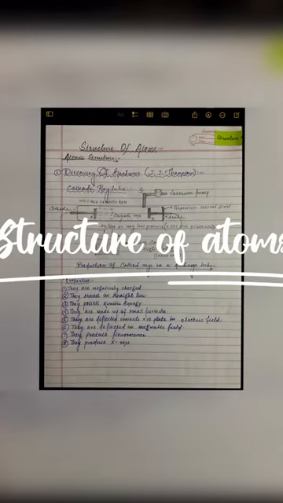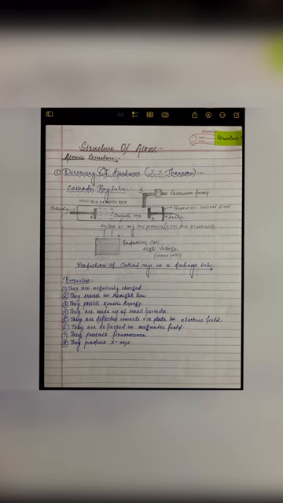Good morning, everyone. Today we'll talk about the structure of the atoms and atomic structure. First of all, it is the discovery of the electrons. Who did it? J.J. Thomson.